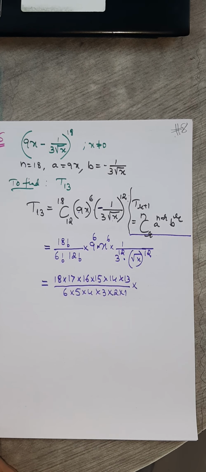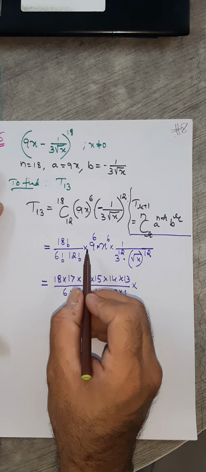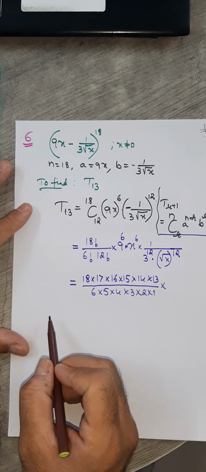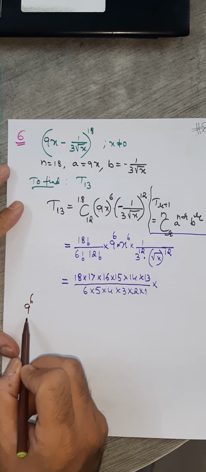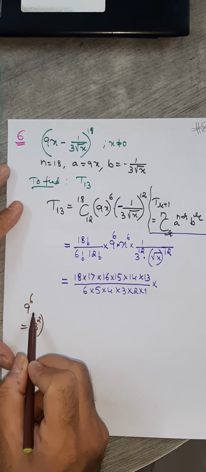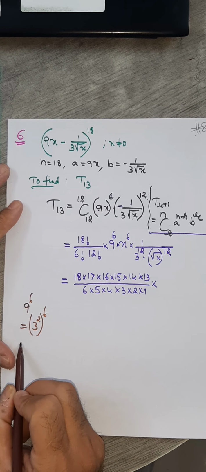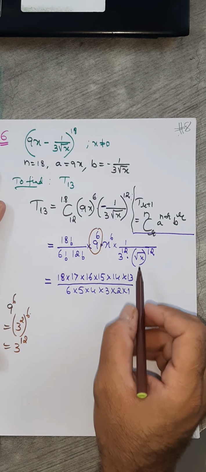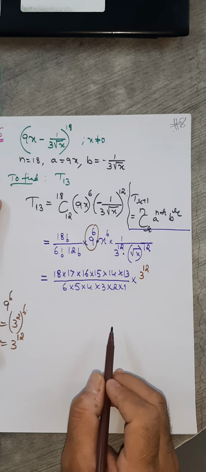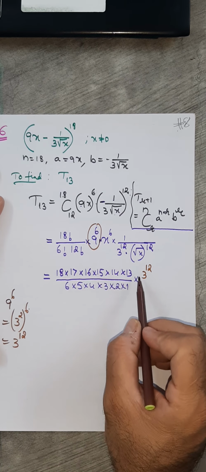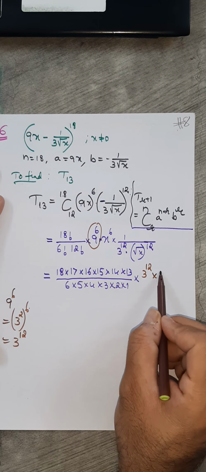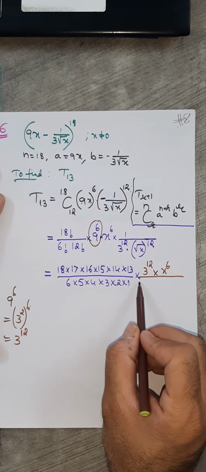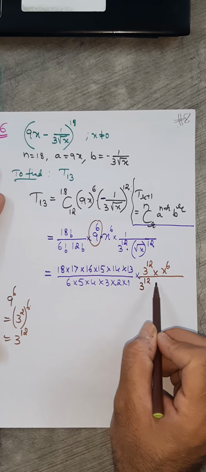What about 9 raised to 6? 9 raised to 6 I can write as 3 squared, the whole raised to 6. And power of the power gets multiplied, so this is 3 raised to 12. You must have realized that it will get cancelled with this. This x raised to 6 stays as it is, upon 3 raised to 12 as it is.